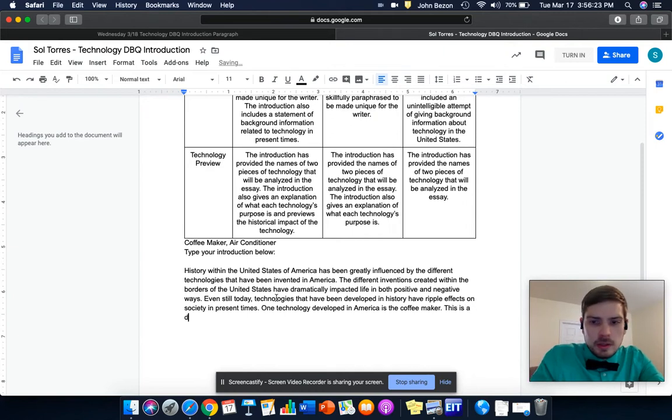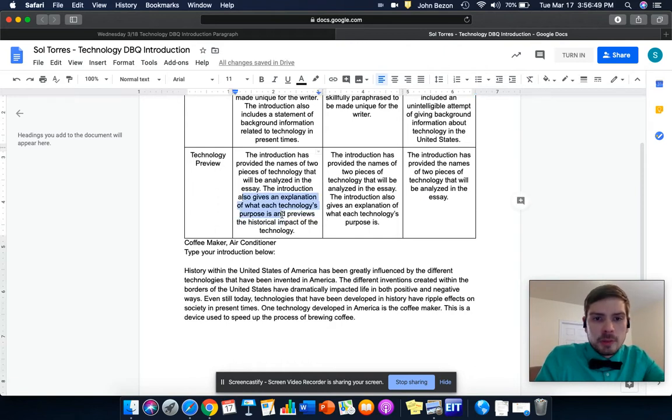This is a device used to speed up the process of brewing coffee by heating up. I don't even need to write that. This is a device used to speed up the process of brewing coffee. All right, that's the purpose of it. I gave an explanation of what the purpose is.